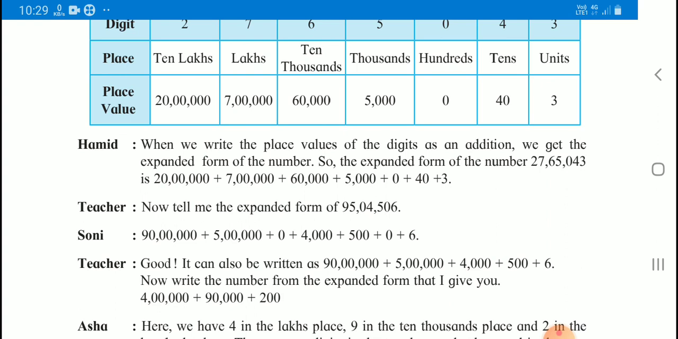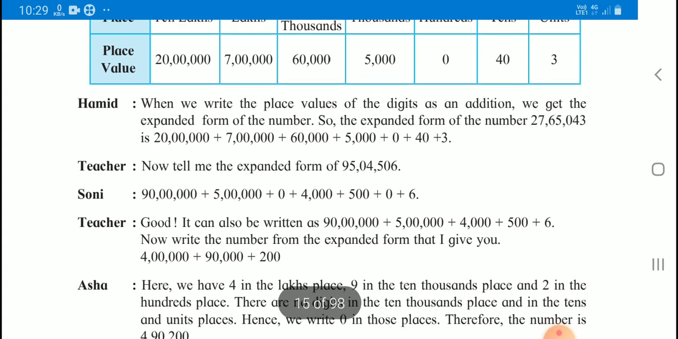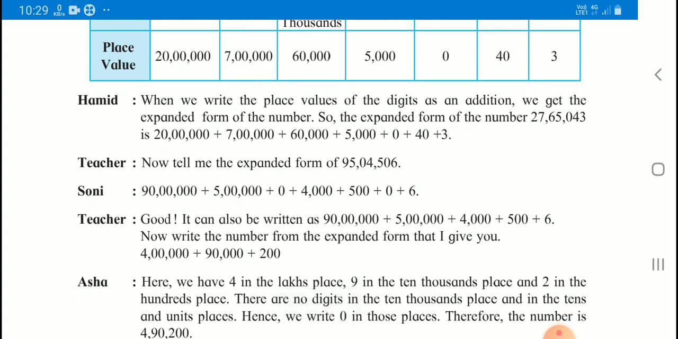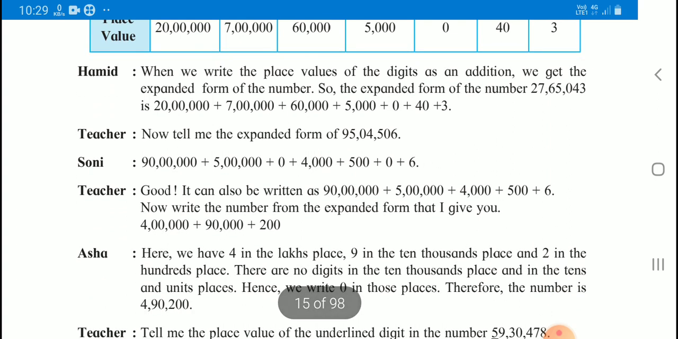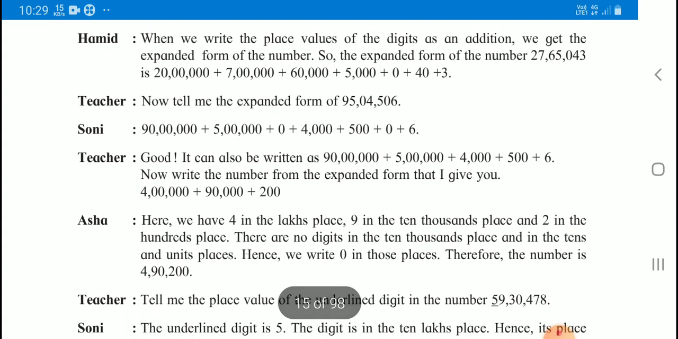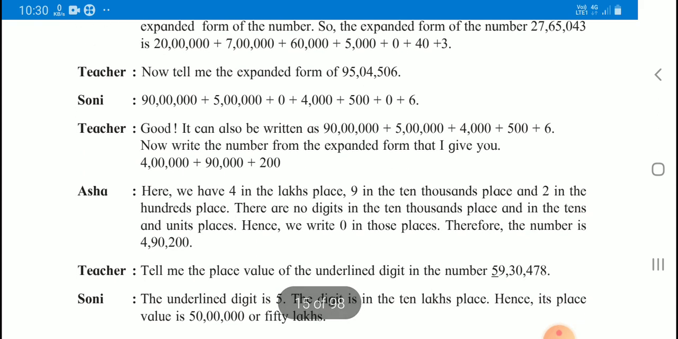Teacher said, now tell me the expanded form of 95 lakh 4,506. Sony replied, 90 lakh plus 5 lakh plus 0 plus 4,000 plus 500 plus 0 plus 6. Teacher said, good. It can also be written as 90 lakh plus 5 lakh plus 4,000 plus 500 plus 6. Means here they cut the zeros of tens place and 10,000 place.